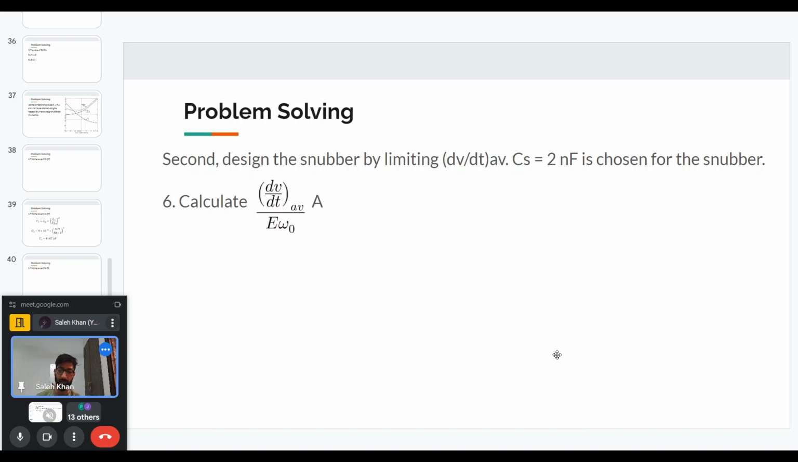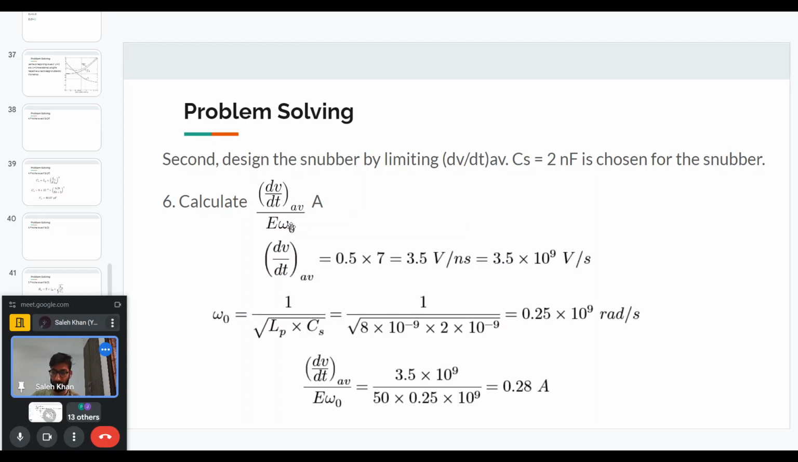Next, we are asked to design the snubber by limiting the dV/dt. We have to limit the dV/dt to half of the dV/dt rating given in the data sheet. In this case, CS we are told to choose as 2 nanofarad. First we have to find the normalized value of dV/dt, which is dV/dt divided by E times the natural frequency. The value in the data sheet was 7 volts per nanosecond, so half of that is 3.5 volt per nanosecond.